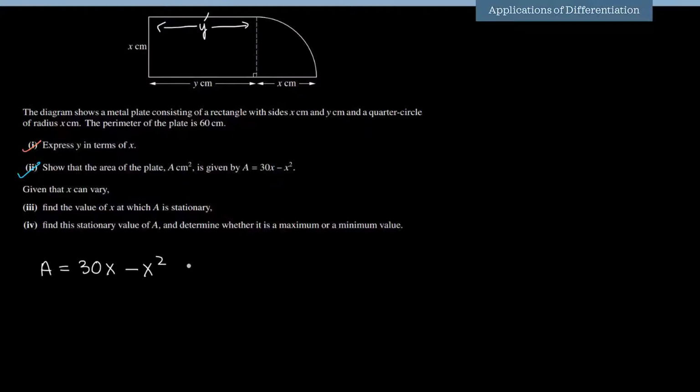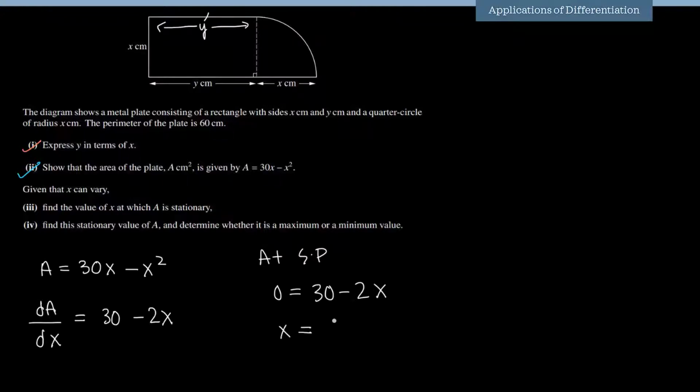So I'll differentiate this with respect to x and I'll get dA upon dx is equal to, the differentiation of 30x is 30 and the differentiation of minus x square is minus 2x. At the stationary point, dA upon dx is 0, so 0 is equal to 30 minus 2x. Solving this equation for x would give me x is equal to 30 upon 2, which is equal to 15. So this is the value of x at which A is stationary. This is the answer to the third part of the question.